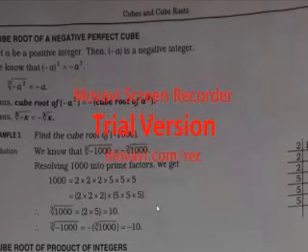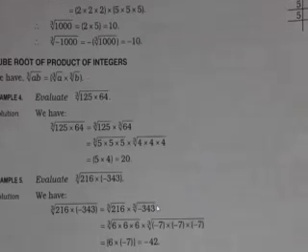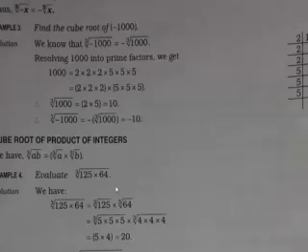So this is all about finding the cube root of a negative number. And as I had said, you can even write it as minus 10 into minus 10 into minus 10 also, and one minus you can take out.